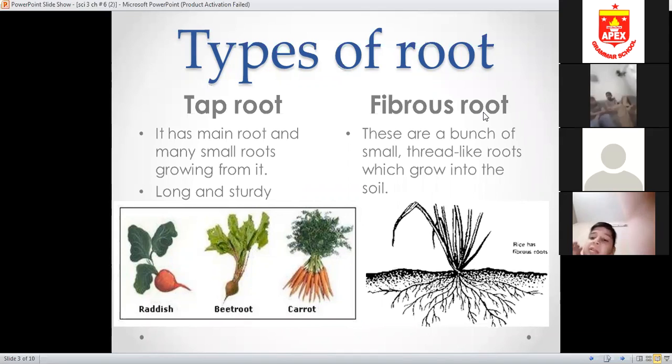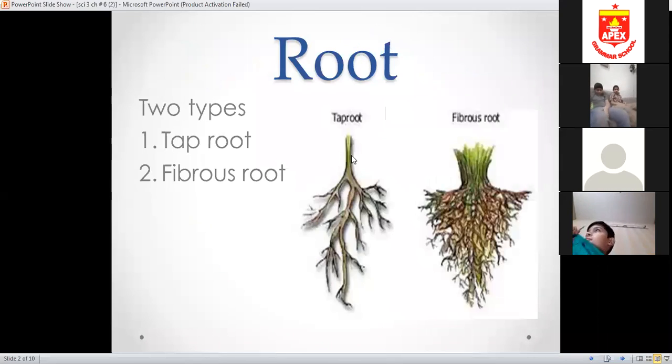Next is the fibrous root. Fibrous root is different from the tap root. There is a bunch of small thread-like roots which grow from the soil. You have seen so many roots further growing. This is a picture of a rice plant, and rice plants have fibrous roots. We eat rice, wheat, and corn, so these plants have fibrous roots. Again, I'm repeating: in the tap root, there is one main root from which many small branches of roots grow. In the fibrous root, there is a bunch of thread-like structures. You have seen these look like thread. These thread-like roots keep growing in the soil. So these are the fibrous roots.